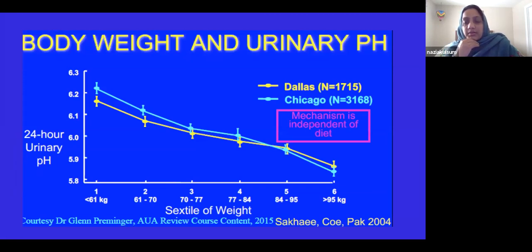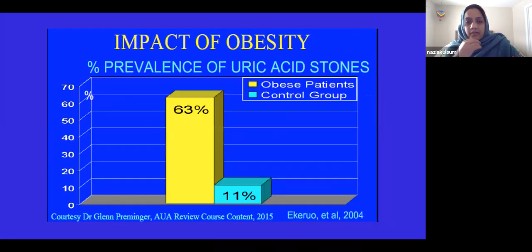Body weight also matters, and in the last few decades we have seen increased incidence of kidney stones because of the obesity rate. So there is a definite correlation between obesity or body weight and the incidence of kidney stones. This is again a study that showed a higher incidence of uric acid stones in obese patients compared to those who were normal weight.